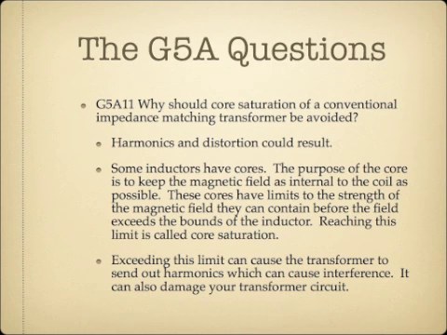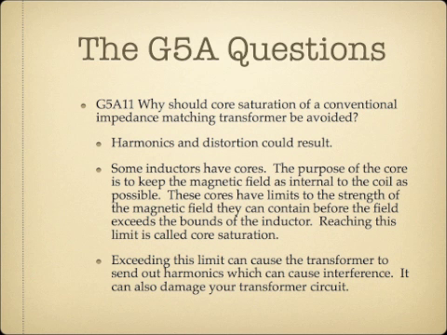Why should core saturation of a conventional impedance matching transformer be avoided? The answer is harmonics and distortion could result. So some inductors have cores, and the purpose of the core is to keep a magnetic field as internal to the coil as possible. So these cores have limits to the strength of the magnetic field they can contain before the field exceeds the bounds of the inductor, or basically the inductor loses control of the magnetic field.